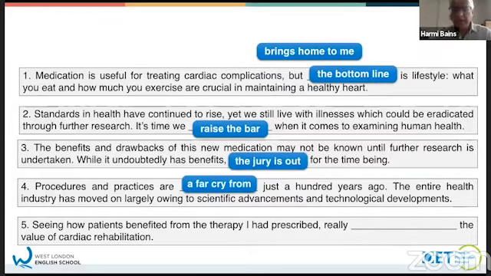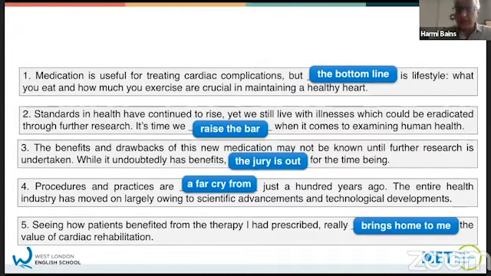And so finally, we know the last one here, brings home to me. It makes you realize something. In this sentence, the writer says that seeing how the patients have benefited from the therapy, it really made the writer understand how important cardiac rehabilitation was. So to bring home to you, it makes you understand something, makes you realize something. Okay, so some interesting idioms there.